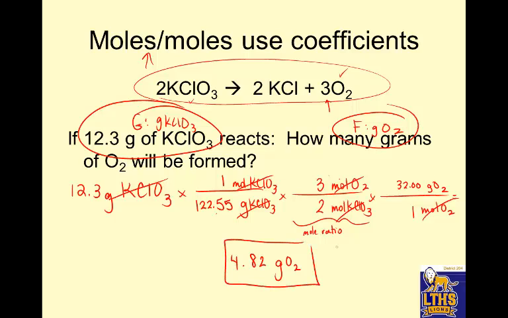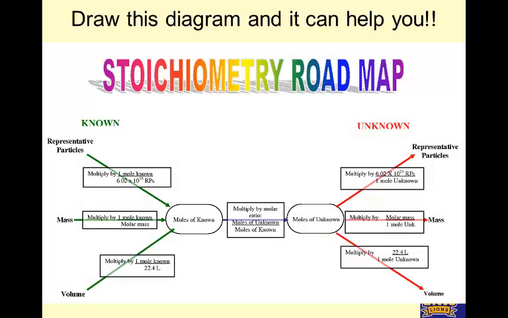But what does this mean? Well, it means if we're in the lab and we put in 12.3 grams of this, we could expect, if everything works perfectly, to get 4.82 grams of that. All right, so here's a little road map you can do. This is your known or your given. We could call it substance A, right? And what are we trying to find? Substance B. We've got to change the identity of a chemical. Where do we do that? We do that at the mole ratio.